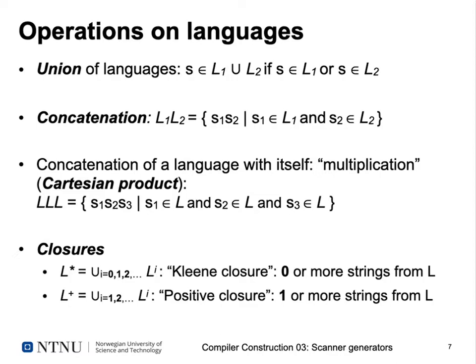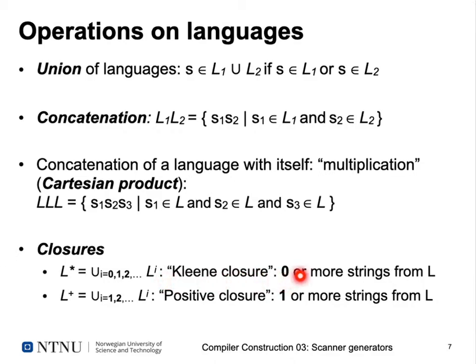This is simply called multiplication, or to be more precise, a Cartesian product. So for example, LLL is just a set of words which contains 3 single words, and each of these words has to be part of our language L. And finally, we can have so-called closures. A closure L star is the union of 0 to more languages Li. So this is a so-called Kleene closure.